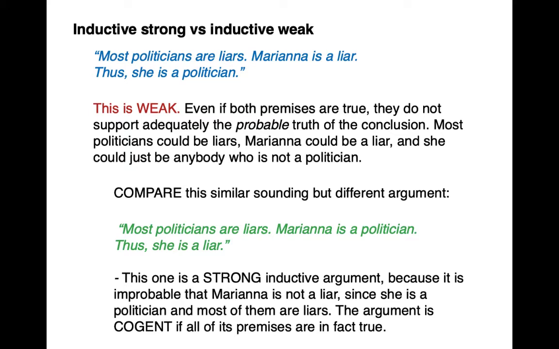Here's an argument. Most politicians are liars. Mariana is a liar. Thus, she is a politician. This is weak. Even if both premises are true, they do not adequately support the probable truth of the conclusion. Most politicians could be liars. Sure, Mariana could be a liar, and she could just be anybody who is not a politician. There are lots of liars who aren't politicians.